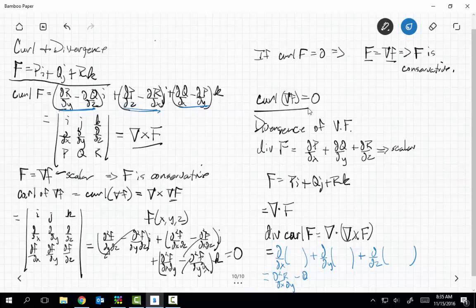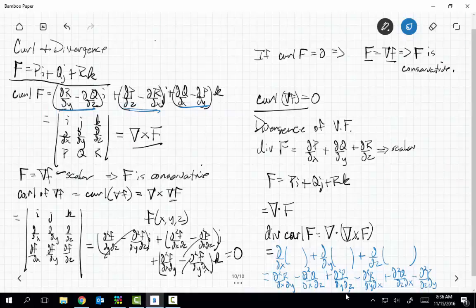minus partial squared q over partial x partial z, plus partial squared p over partial y partial z, minus partial squared r over partial y partial x, plus partial squared q over partial z partial x, minus partial squared p over partial z partial y. Those are supposed to be partials, by the way. They're looking more and more like q's, aren't they?